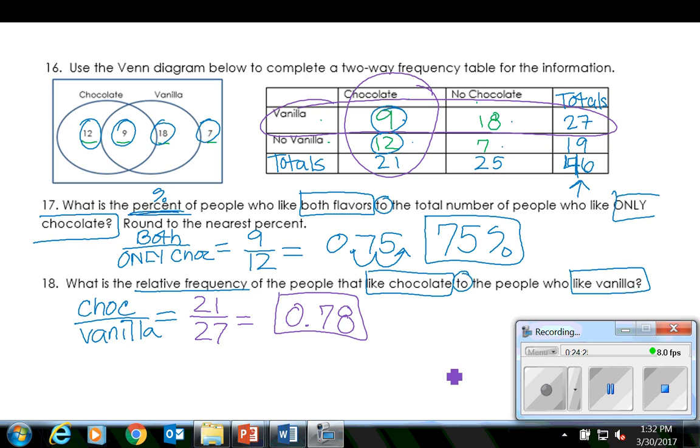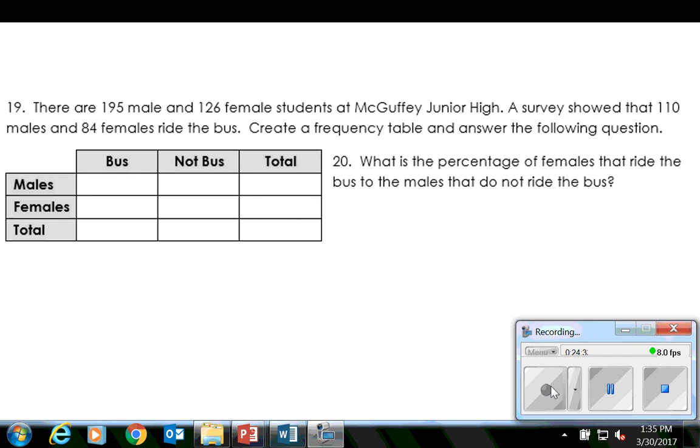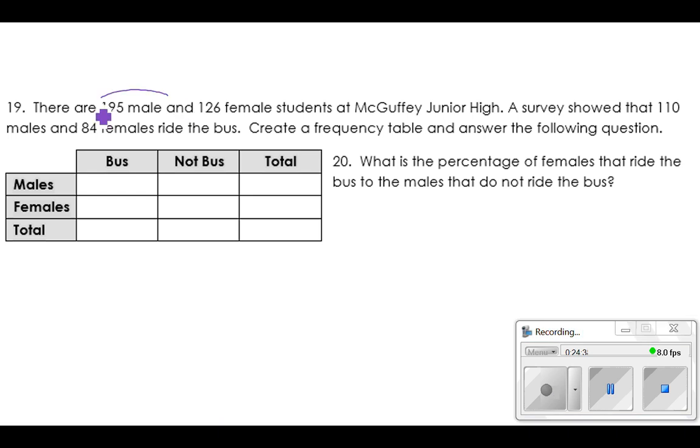Now let's move on to the final questions, number 19 and 20. Number 19 says, there are 195 male and 126 female students at the junior high school. A survey showed that 110 males and 84 females ride the bus. Create a frequency table and answer the following questions.